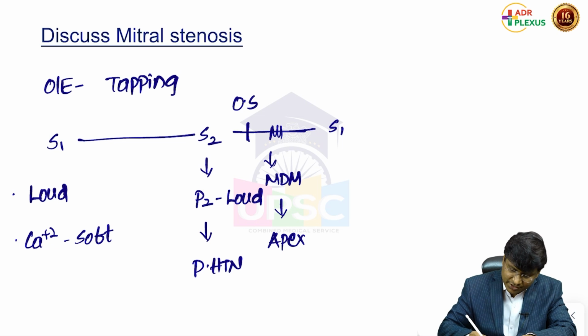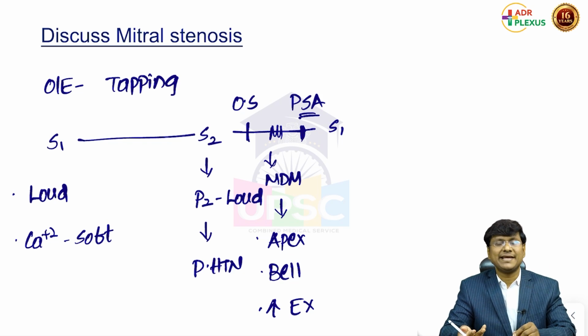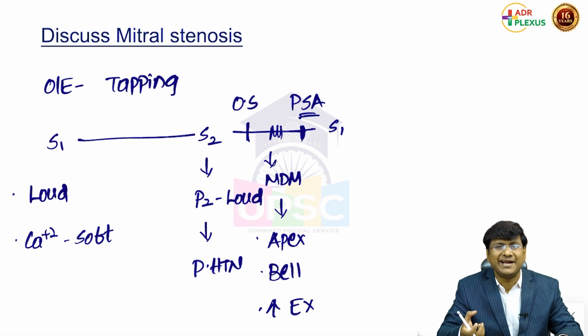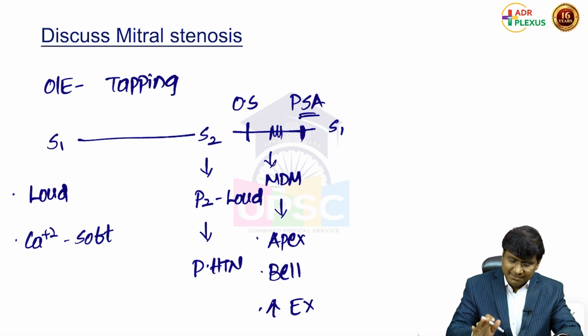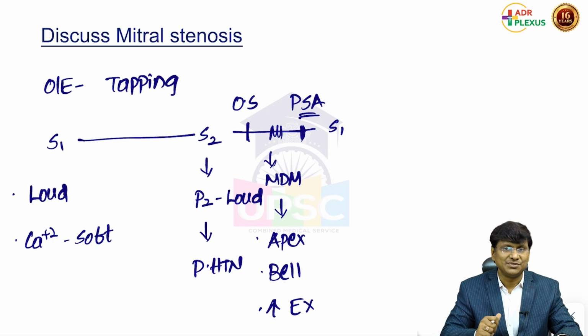Because it is low-pitched, it is best heard with the bell of the stethoscope. And this murmur increases on expiration, right? And after the mid-diastolic murmur, you will have presystolic accentuation. This presystolic accentuation is due to forceful atrial contraction, okay? So that is about the auscultatory findings in patients with mitral stenosis, okay?